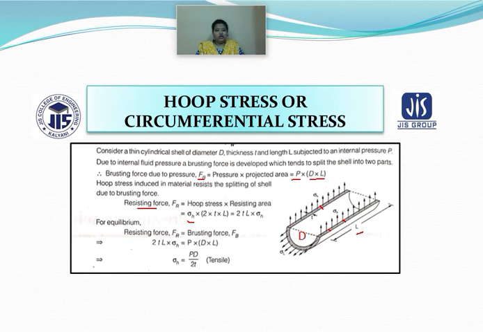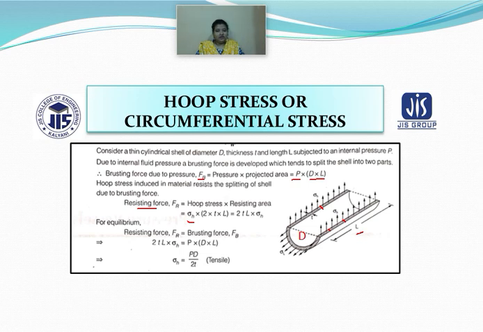Now for equilibrium, you know that resisting force is equal to the bursting force. Again I am telling you, resisting force is equal to bursting force, because we have considered the portion to be in equilibrium condition. So the resisting force is sigma H into 2 into T into L, and the bursting force is capital P into D into L.